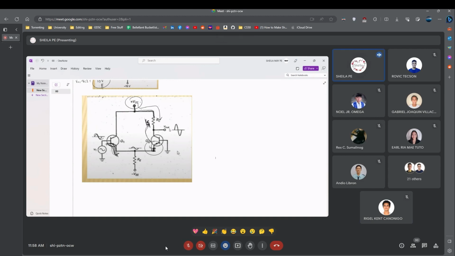Now, if we do inverting, the same process. Okay, so that's why it's called non-inverting. It is called inverting if our input at positive half cycle arrives at the output on the negative half cycle, then that's the time it's called inverting.